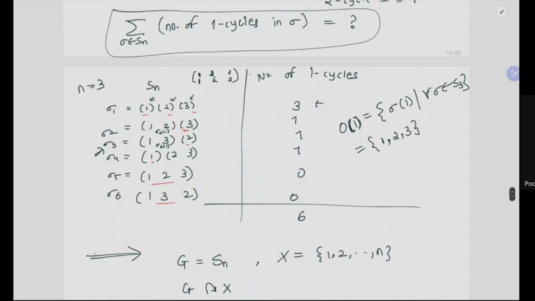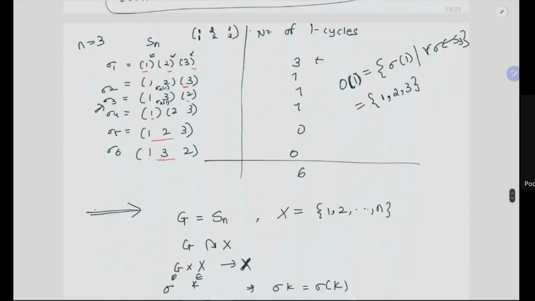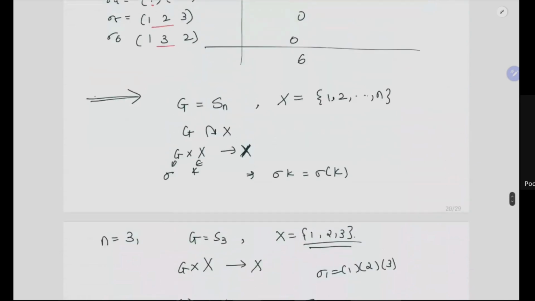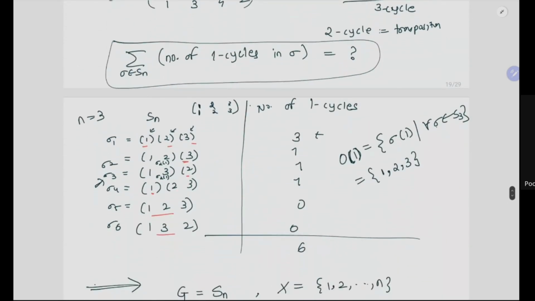We tried it for 3 and we are getting 1. So this is the 1-cycle count. Here we can see that the 1-cycles in sigma are exactly equal to the fixed elements, or stabilizers of elements.